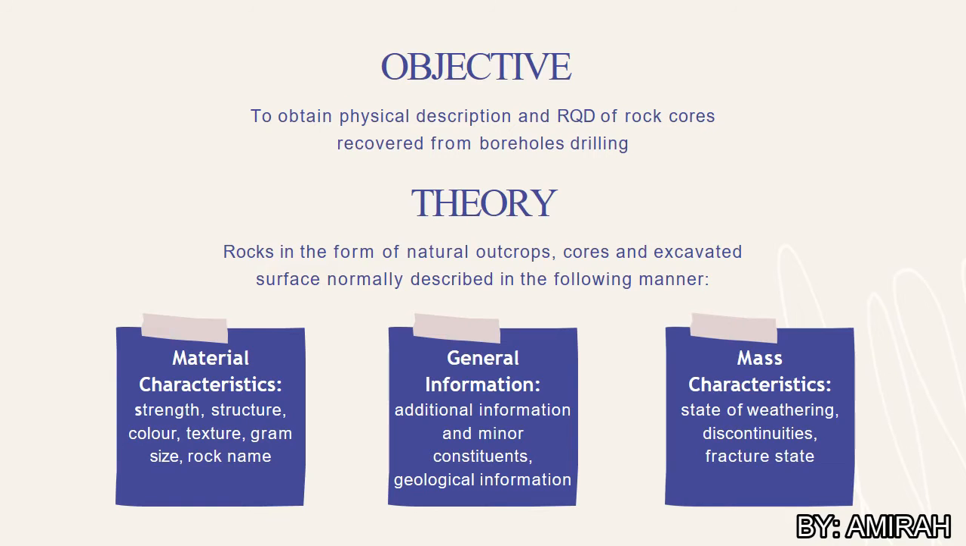For the theory, rocks in the form of natural outcrops, cores, and excavated surfaces are normally described in the following manner. First, material characteristics: strength, structure, color, texture, grain size, and rock name. Second, general information, additional information and minor constituents, geological information. Third, mass characteristics, state of weathering, discontinuities, and fracture state.